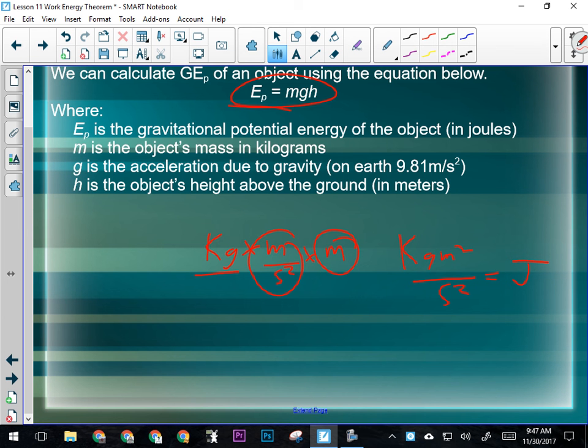Yeah. Okay. No, because they're not. This is seconds squared. This is meters squared. I can't cancel. That's like saying apples squared cancels oranges squared. Right? They're different.